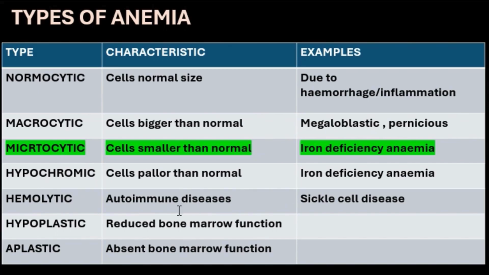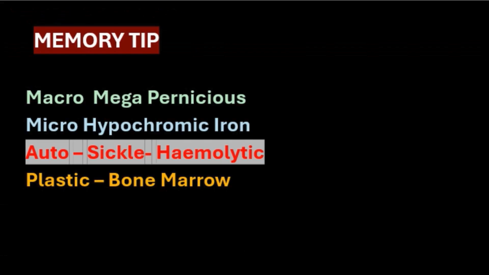Then hemolytic anemia is sickle cell anemia, that kind of autoimmune disease. Hypoplastic and aplastic are the bone marrow function deficiencies. Hypoplastic is reduced bone marrow function and aplastic is upset bone marrow function. The memory tip here is just to remember these words: macro, mega, pernicious; micro, hypochromic, iron deficiency anemia, iron; auto, sickle, hemolytic; aplastic, bone marrow.